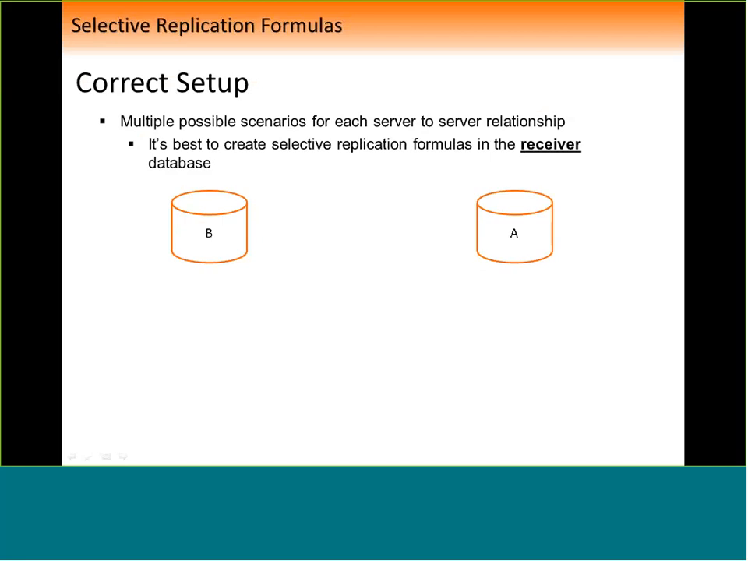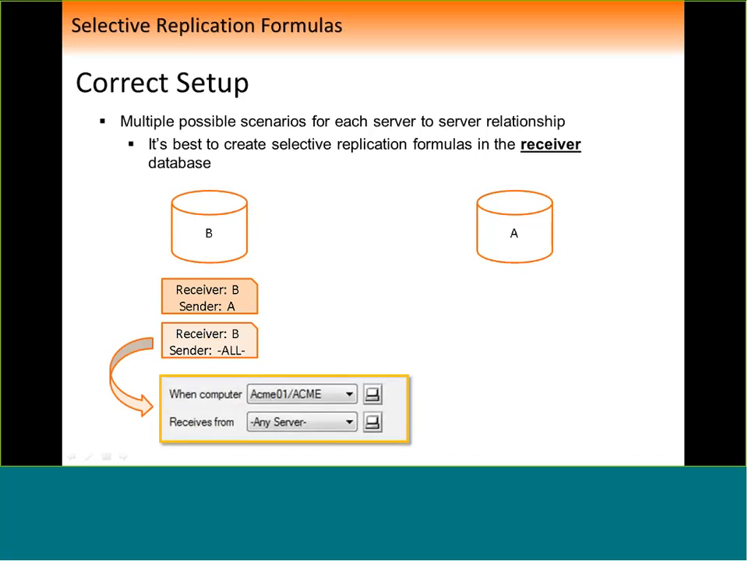Basically, if I want to define what happens when I receive documents in replica B, so we're talking about 2 different servers, in replica B, I want to set up what happens when I receive something from A. I'm going to set up a replication formula that says the receiver is B and the sender is A, and in this case, I want to apply a certain formula. I only want to replicate a subset of documents. This is the way to set it up and not the other way around. We're going to look at the incorrect settings here, but this is what we're talking about.